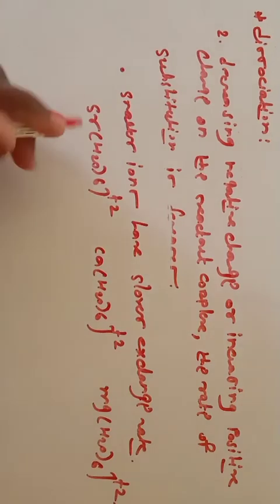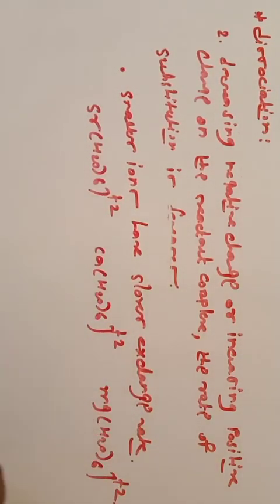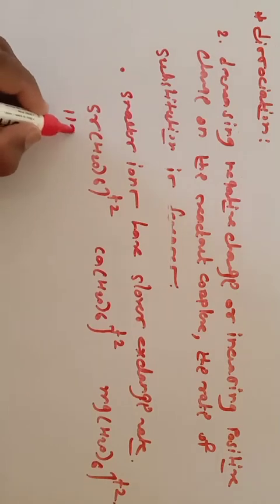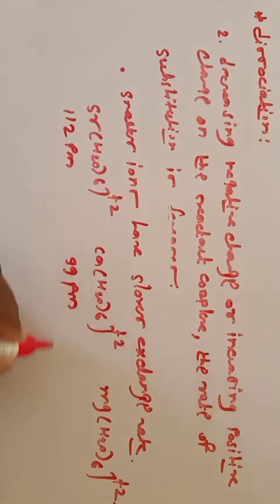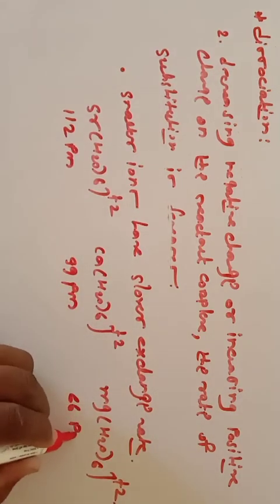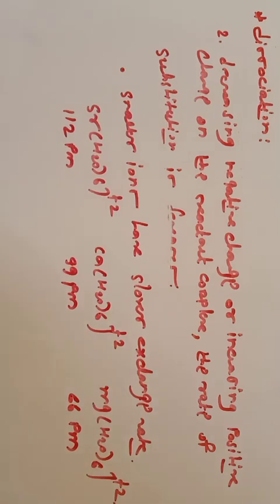But the important point is that smaller ions have a slower exchange rate, and we are very familiar with ionic radius. If you go from top to bottom in the periodic table, the ionic radius increases. The ionic radii for these metal atoms are 112 picometer, then 99 picometer, and this one is 66 picometer. So what is the point? Smaller ions have a slower exchange rate.